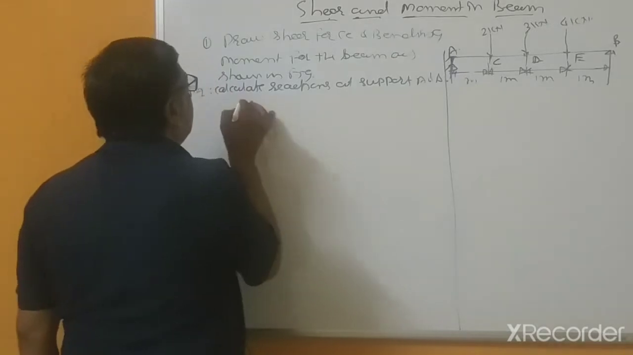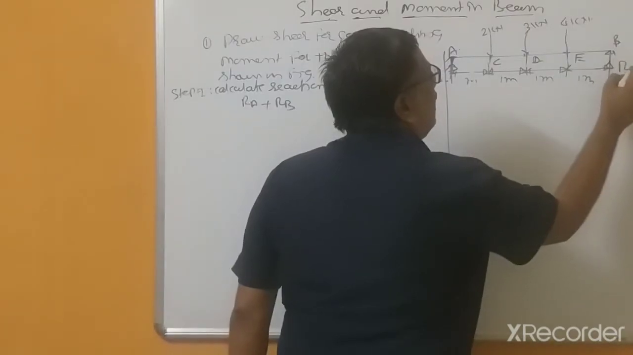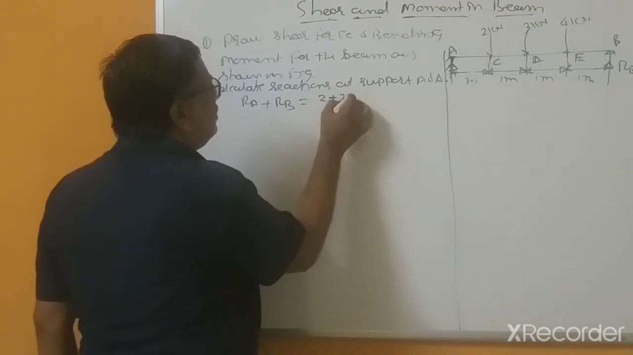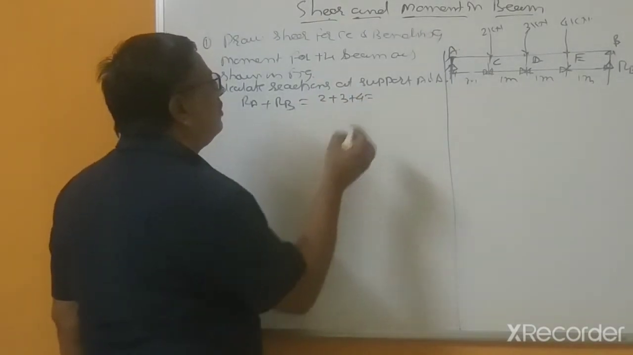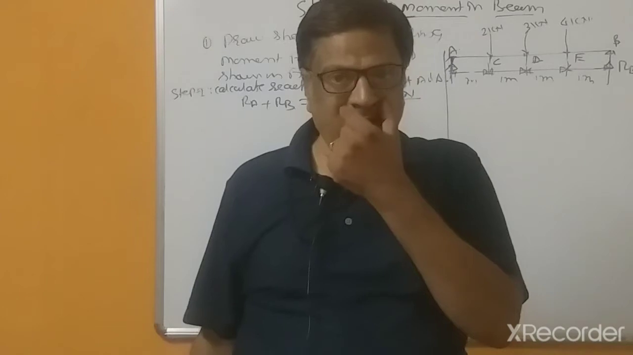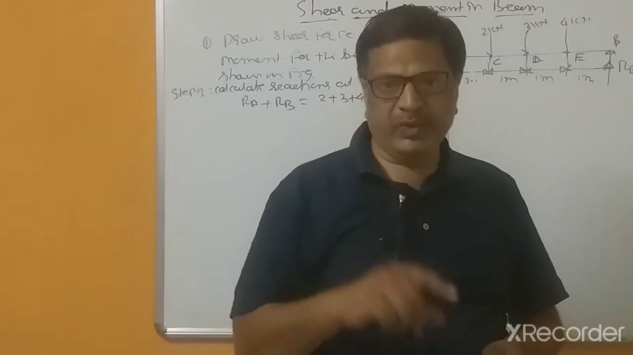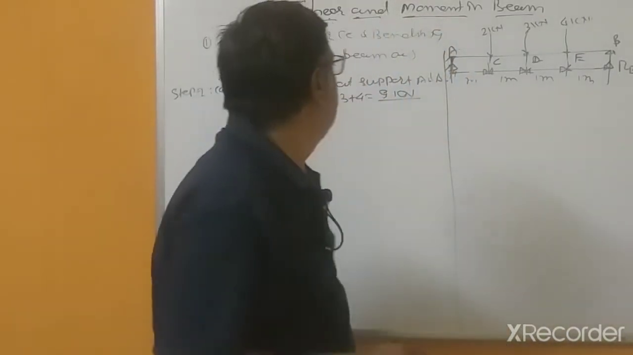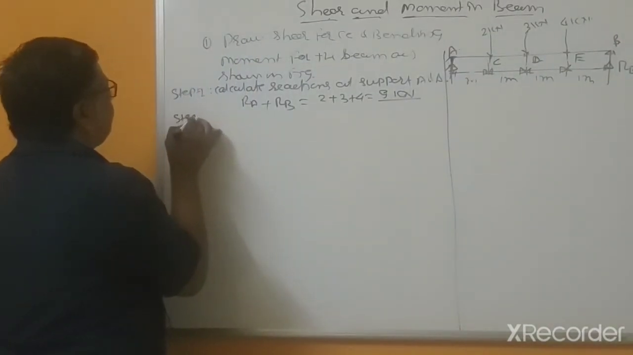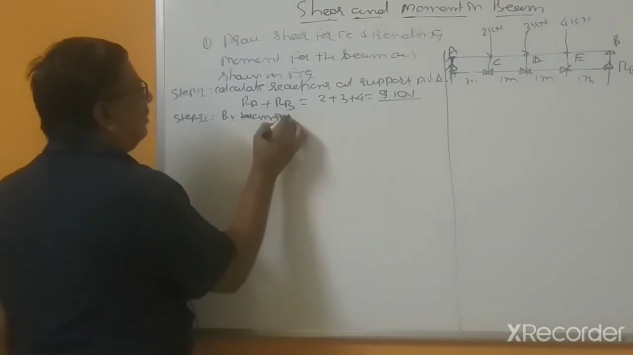So RA plus RB, these are upward reactions, equals the downward forces, 2 kilonewton plus 3 kilonewton plus 4 kilonewton, which is equal to 9 kilonewton. In this case there are two unknowns, so we require another equation. This is one equation and we require another, because the calculation is above one point. So we'll consider moments. Next step, second, by taking moments about point A.